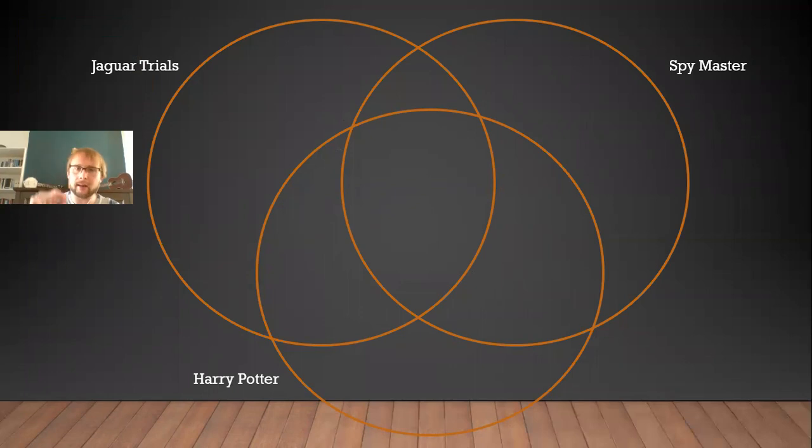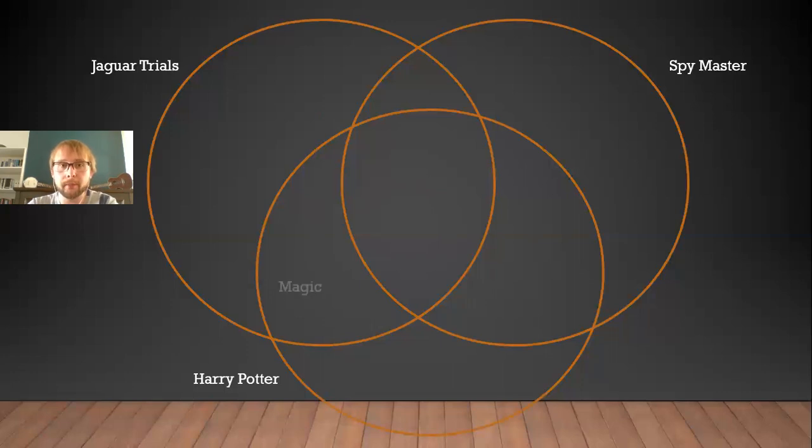If you just want to write down in columns what the similarities are, that's absolutely fine. I chose to do it as a Venn diagram. You don't have to. So I've got my 3 columns. I've got Jaguar Trials, Spy Master, and then Harry Potter. And then all you do is you put those features in.